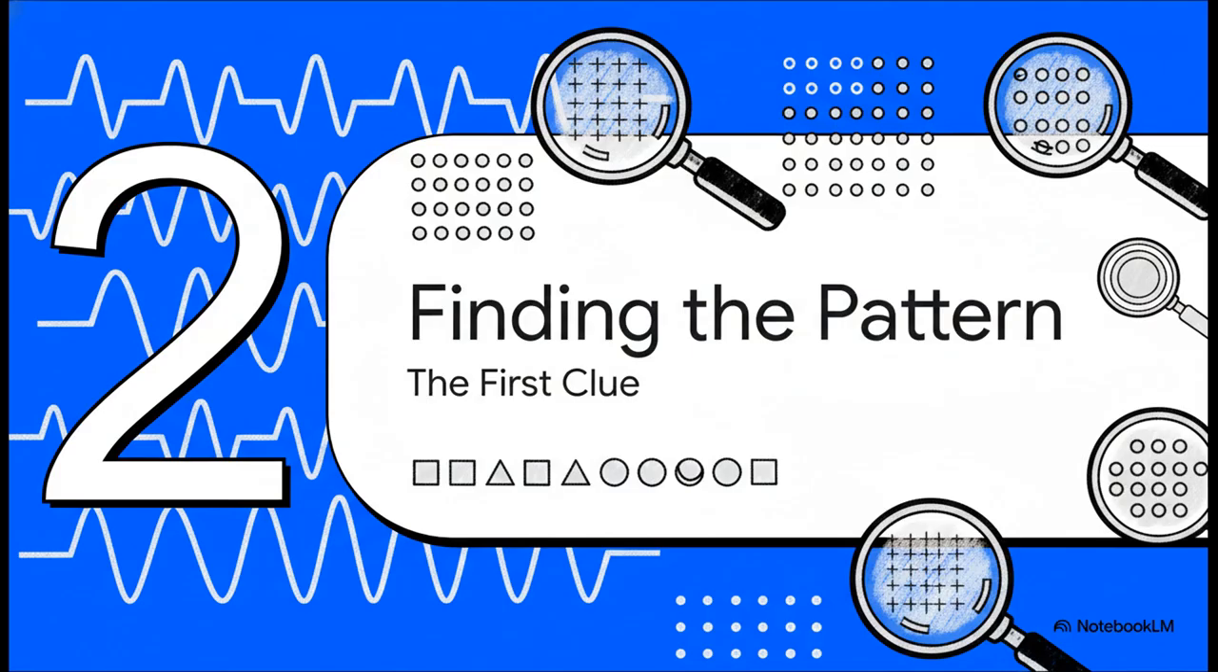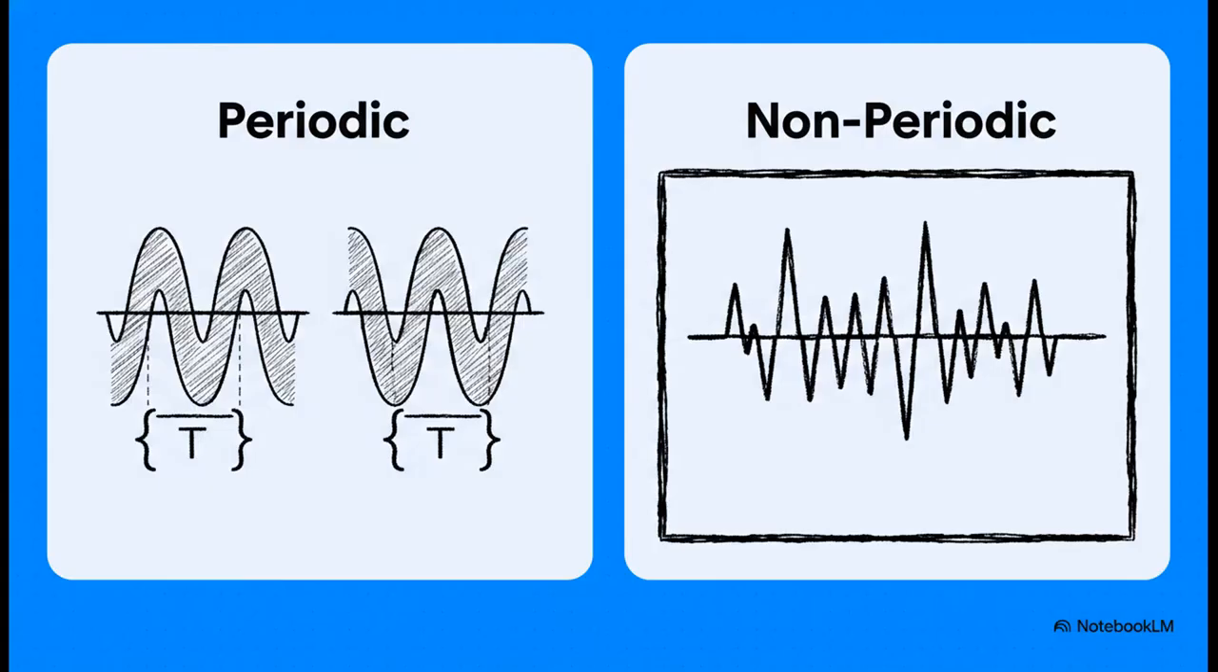Well, like any good detective, we start by looking for patterns. This is our very first clue to figuring out what's really going on inside these signals. And right away, that clue lets us sort all signals into two big families. First, you've got your periodic signals. These guys repeat the exact same shape over and over and over again on a fixed beat. And then you have the non-periodic signals, which, you guessed it, never quite repeat themselves. They're always changing, always evolving.